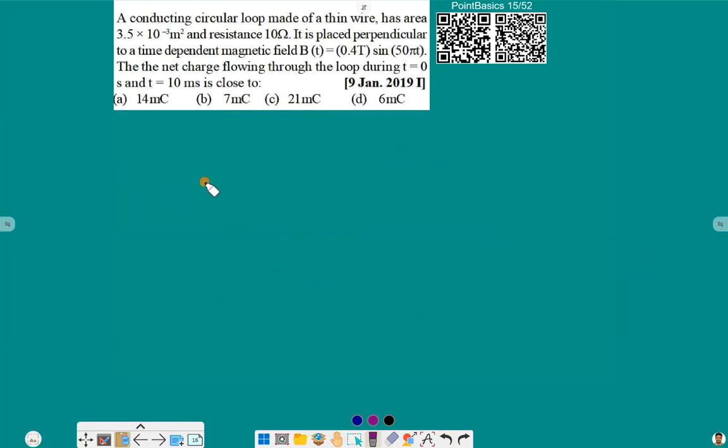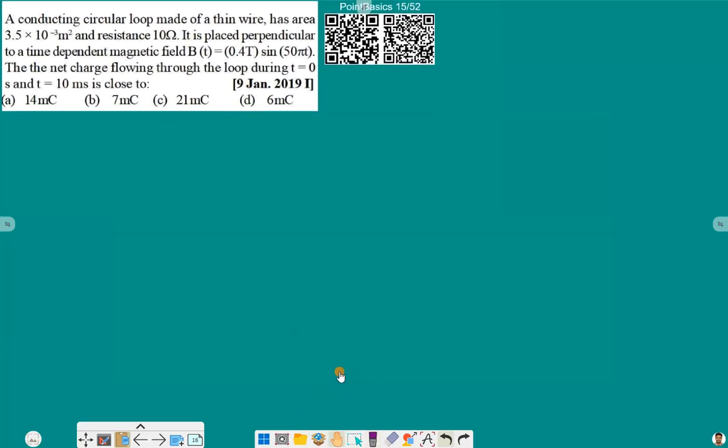A conducting circular loop made of thin wire has area mentioned, resistance mentioned, perpendicular time dependent field mentioned. The net charge flowing through the loop from t is equal to 0 to t is equal to 10 seconds. So we have to find the net charge, and net charge we can find out with the help of current. First we have to find current, and for current we have to find the induced EMF. Once we have the induced EMF, from that we can find current, and from that we can find the charge. So let's start.